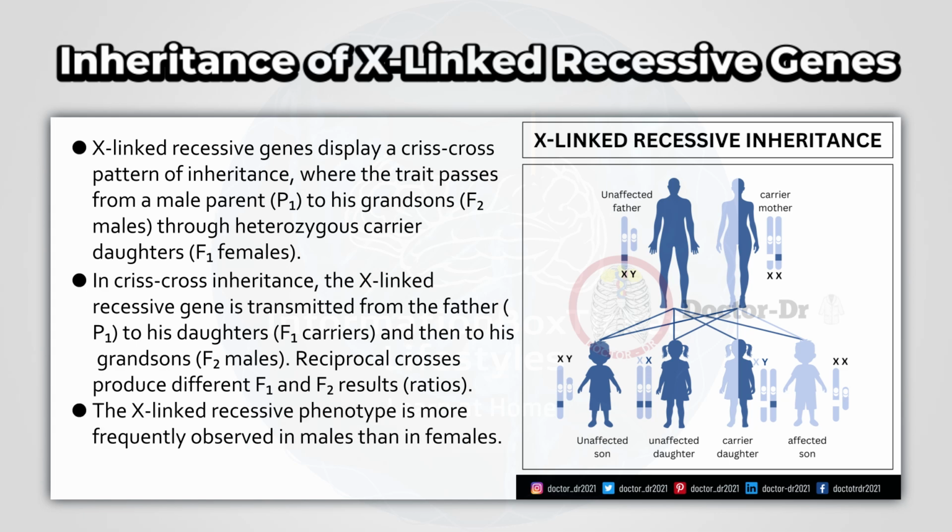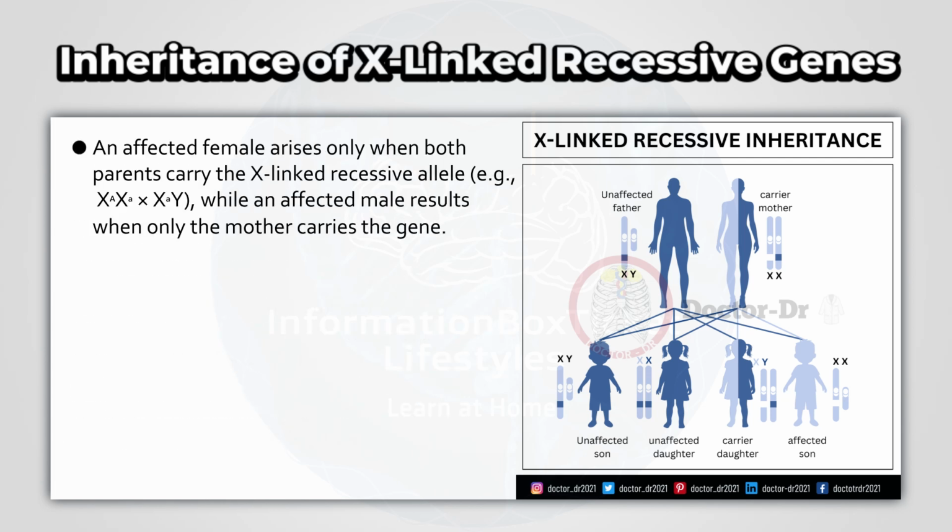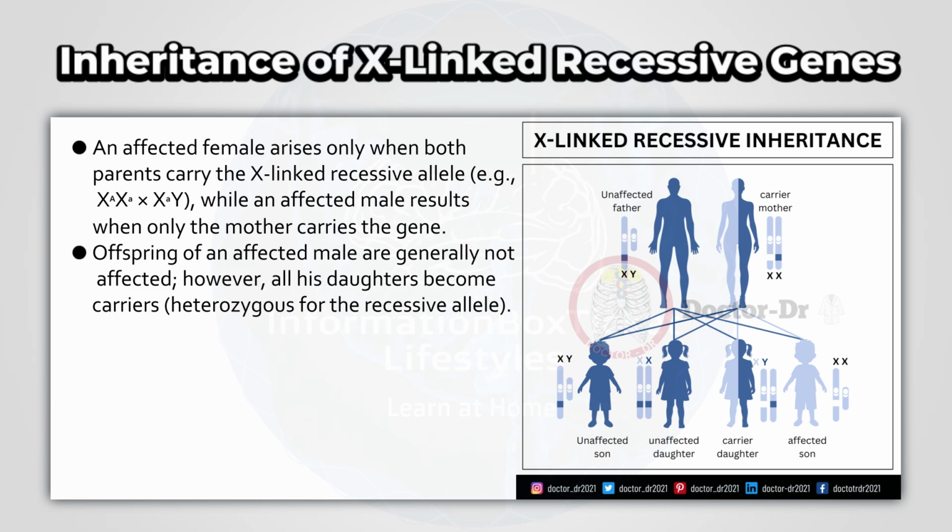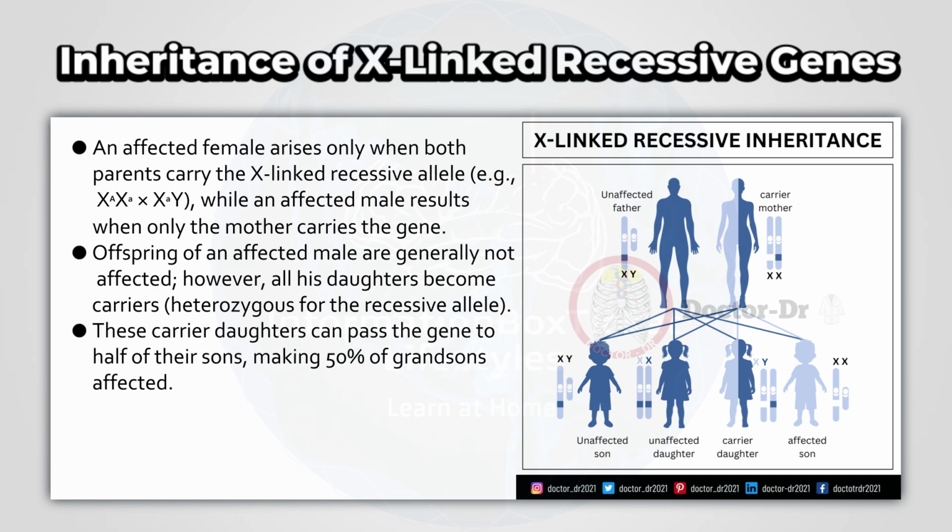The X-linked recessive phenotype is more frequently observed in males than in females. An affected female arises only when both parents carry the X-linked recessive allele, e.g., XaXa times XaY, while an affected male results when only the mother carries the gene. Offspring of an affected male are generally not affected. However, all his daughters become carriers, heterozygous for the recessive allele. These carrier daughters can pass the gene to half of their sons, making 50% of grandsons affected.